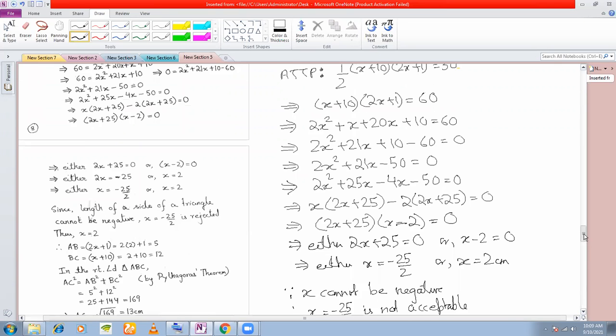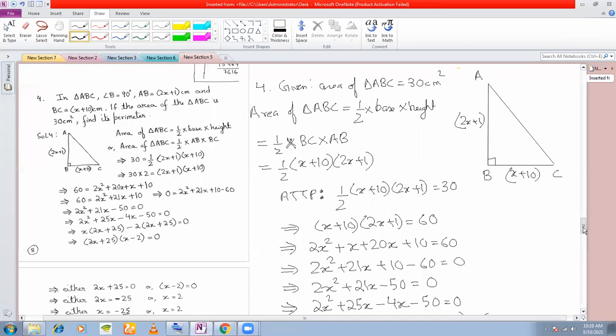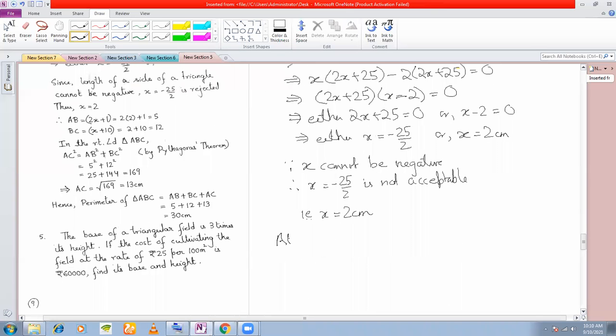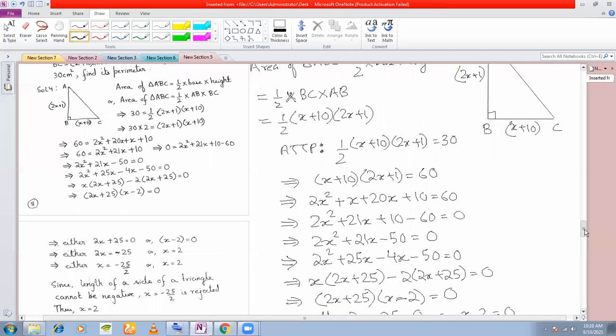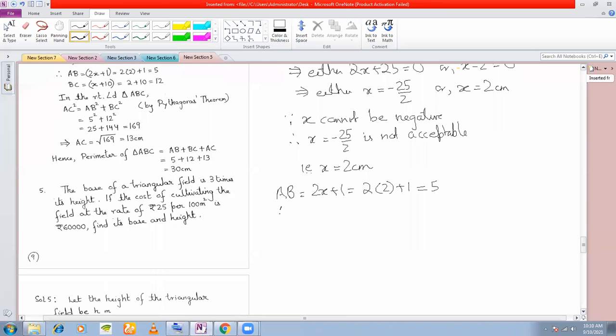Now, if you see the question, once you have found out x, that is not the end of the question. They have asked you to find its perimeter. So let us find out the lengths. First, let us find out the length AB. AB is given to be 2x plus 1, so this is 2 into 2 plus 1, which is 5. And BC is given to be x plus 10, so 2 plus 10, 12 centimeters, right? So we know the two lengths.